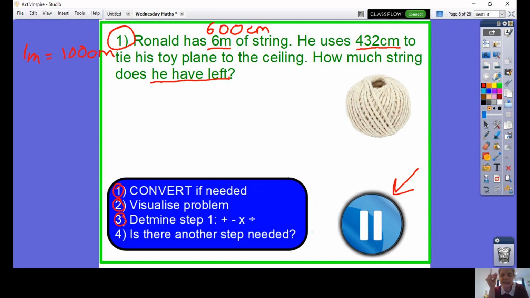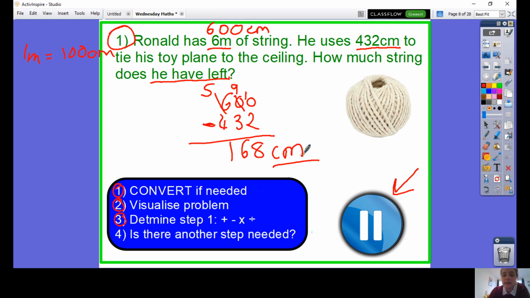How much is left? Visualize, see it going, it's being used, therefore I'm subtracting. 600, take away 432. Well done if you knew to take away here. All right, 0 minus 2 is not possible, so I'm regrouping. That becomes 5, this will be a 9, and this 10. 10 subtract 2 is 8, 9 subtract 3 is 6, and 5 subtract 4 is 1. What's my unit of measure though? Centimeters. If you forgot your unit of measure, please remember your unit of measure for each of these questions. Well done if you got that question right.